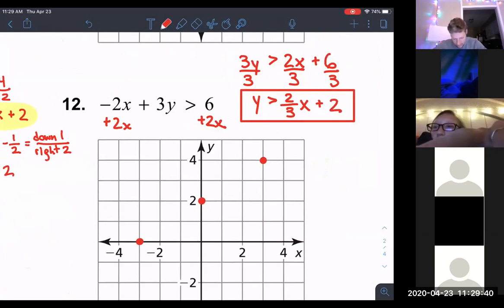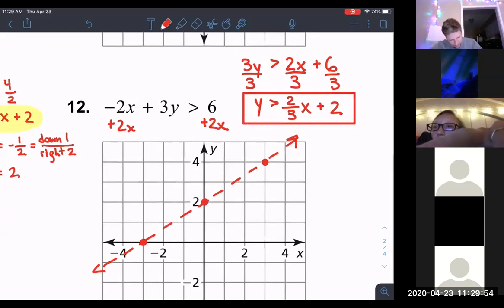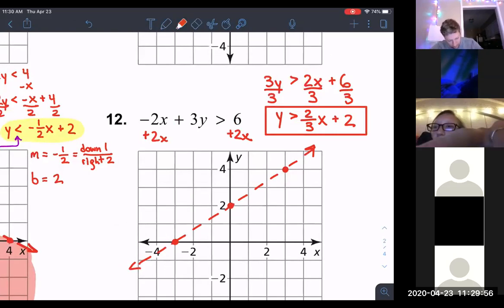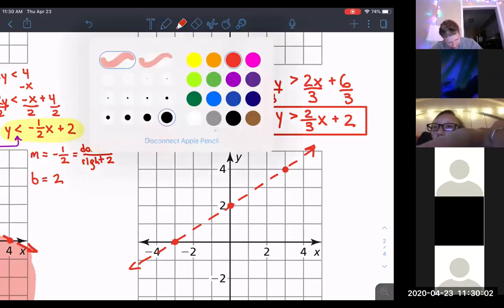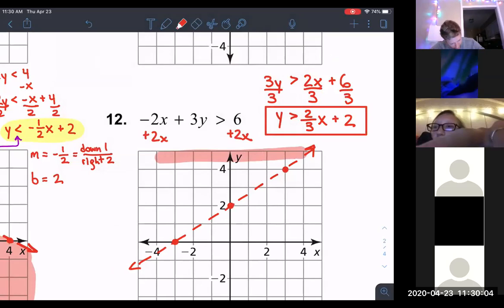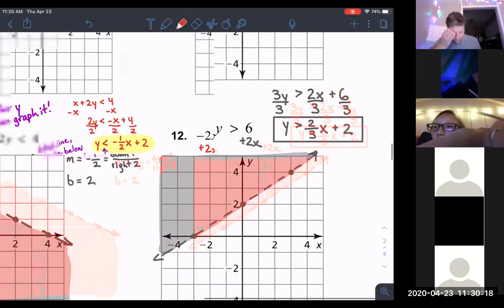It's not always easy to draw a dotted line on an iPad, but Apple pencils really help. Okay, put some arrows on that, and we shade above because y has to be greater. The y coordinate to be a solution has to be greater than the boundary line. So our numbers that are greater are up above this line. Okay, so we shade, fill that in. Perfect. All right. That's what it looks like.